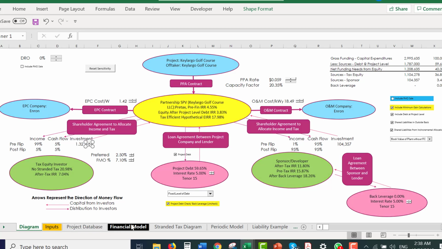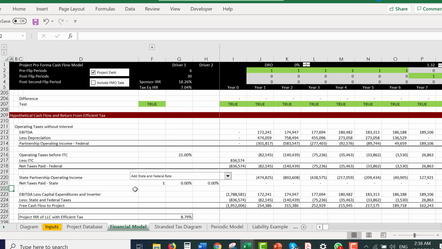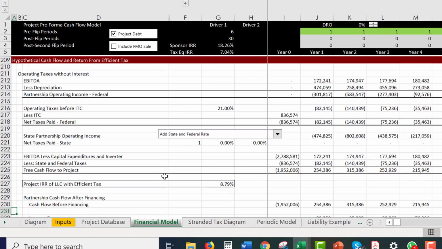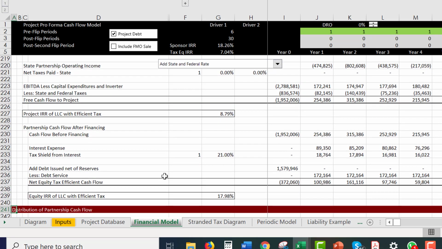And then you go to the financial model, and after you've made the assets and liabilities, you go and see, well, let's make a hypothetical calculation. Let's pretend that our company can use all of these investment tax credits. And by the way, this is a fixed flip. I've made some other wind analysis where it's called a yield-based flip.